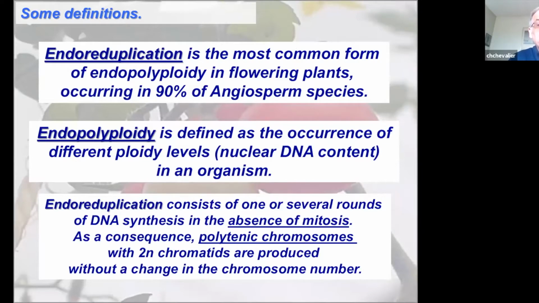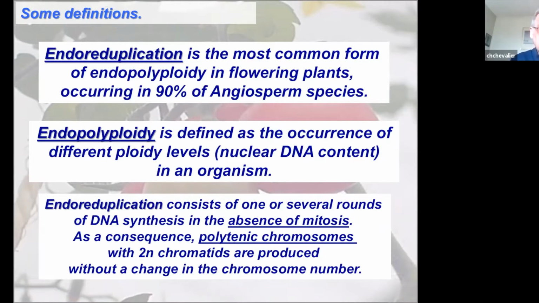What is endoreduplication? Endoreduplication is in fact the most common form of endopolyploidy in flowering plants. It occurs in 80% of angiosperm species. And by endopolyploidy, we mean the occurrence of different ploidy levels, namely nuclear DNA content, in an organism. So endoreduplication is a modified cell cycle, and it consists of one or several rounds of DNA synthesis in the absence of mitosis.